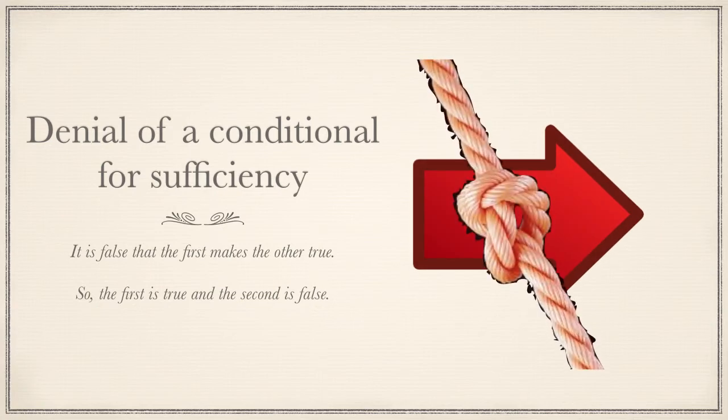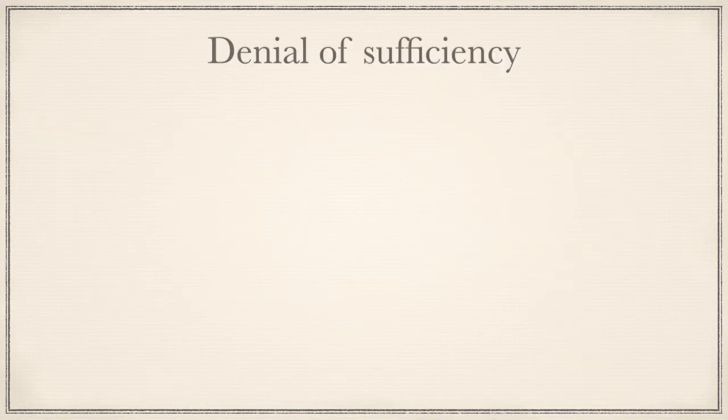Recall that one proposition is sufficient for another just in case the truth of the first means the truth of the second. The only way for this to be false is if the first is true and the second is false. So from the denial of a conditional expressing sufficiency, we have a conjunction where the antecedent is asserted and the consequent is denied.